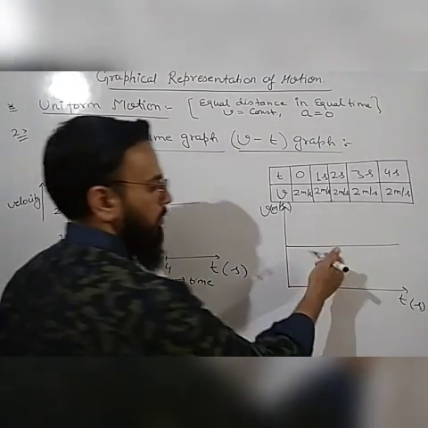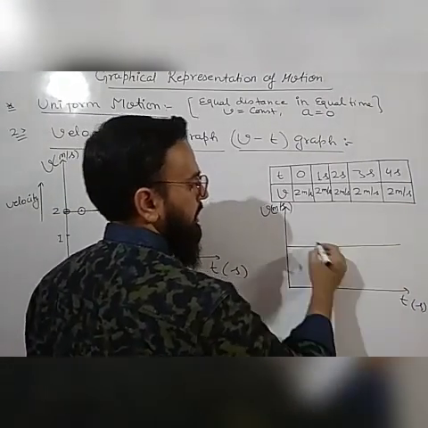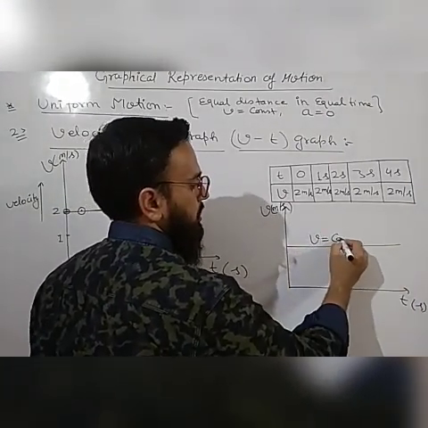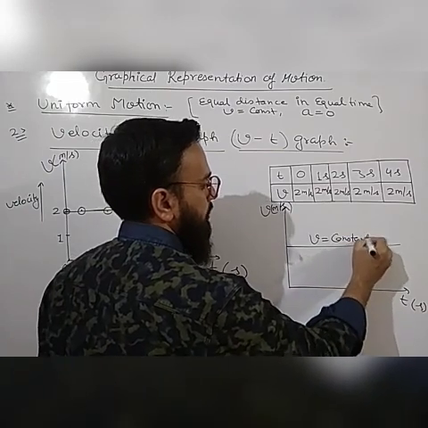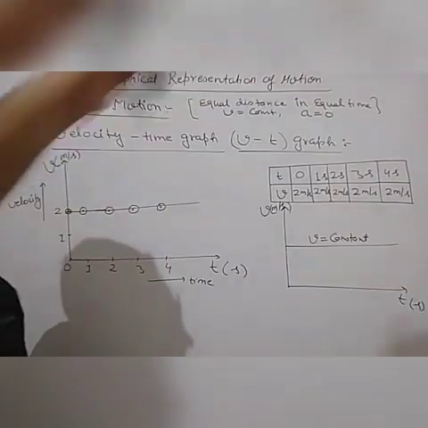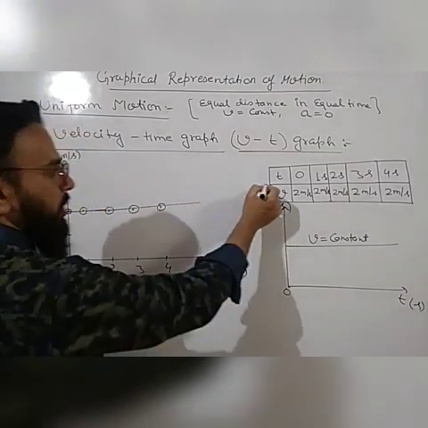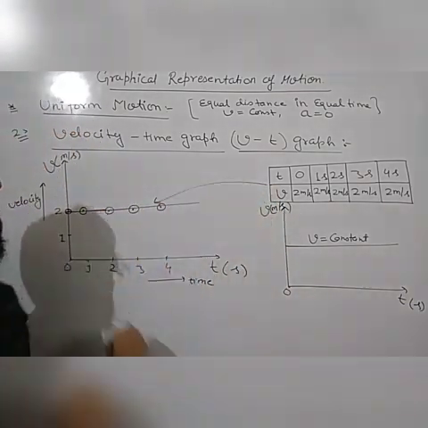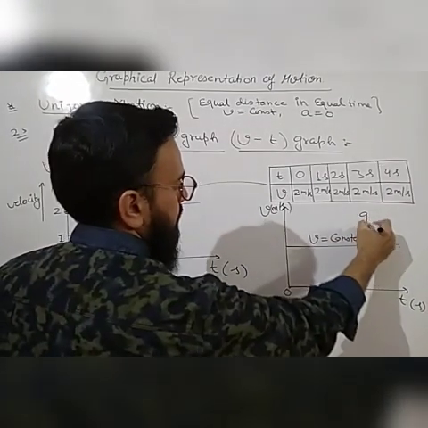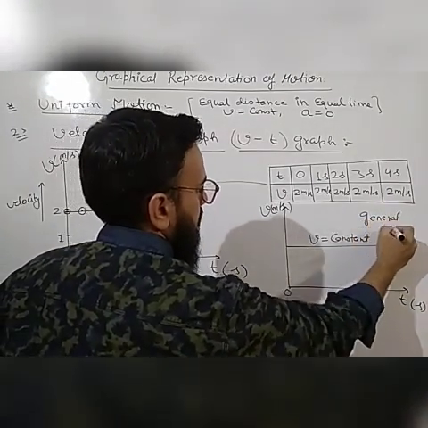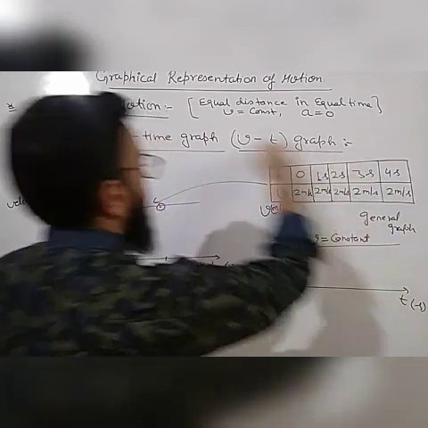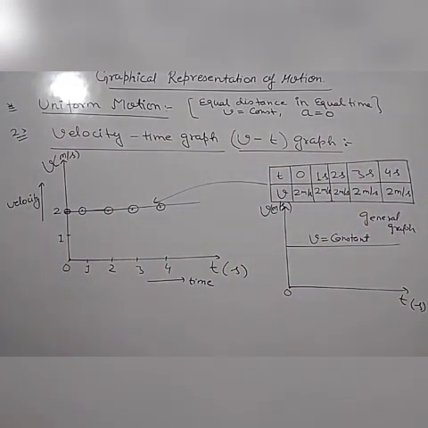What does this line represent? This line represents that velocity is constant. Velocity is not changing. It is continuously constant. And this is our origin. So this particular graph is for this table and it is also the general graph for uniform motion, the velocity time graph of uniform motion. Clear?